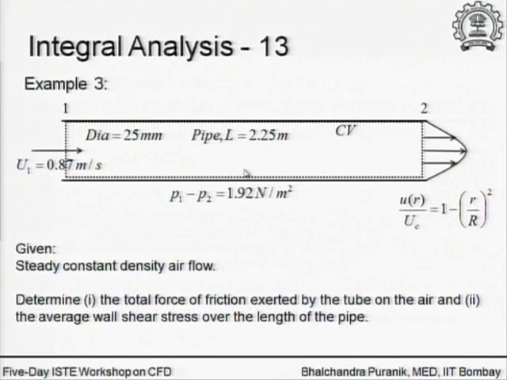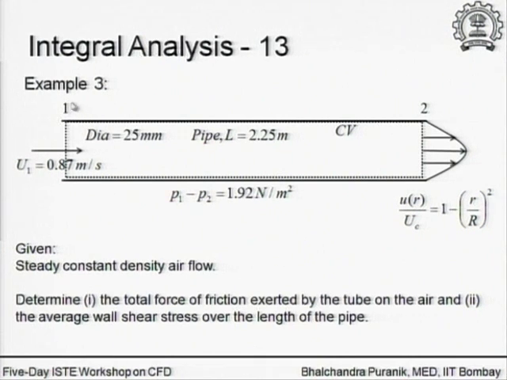Yeah, this is fine. This is slightly more in terms of algebra, which I haven't actually worked out completely, but I'll tell you what to do. Okay, here is a situation which is a pipe flow, but not a fully developed pipe flow. What is given is diameter is something 25 millimeter. The length of the pipe is given 2.25 meters.